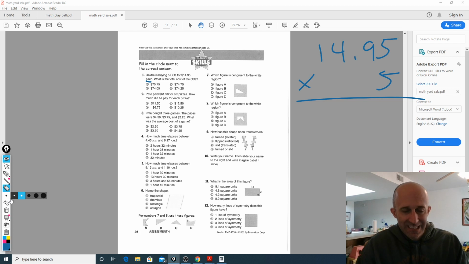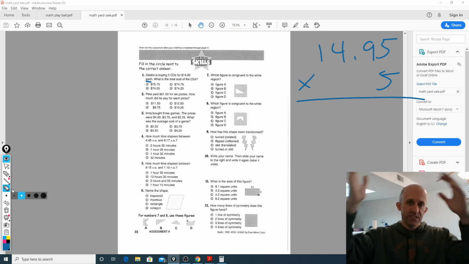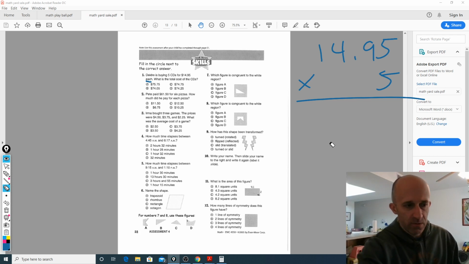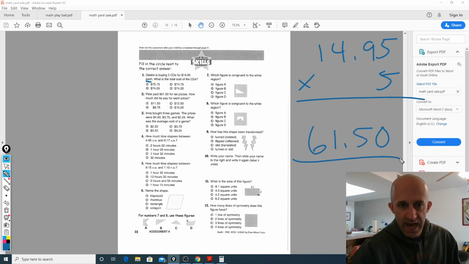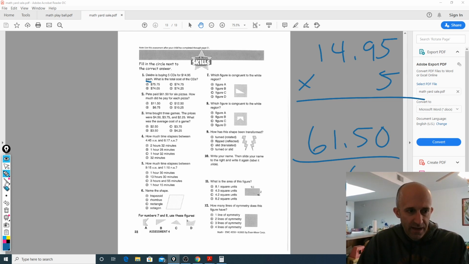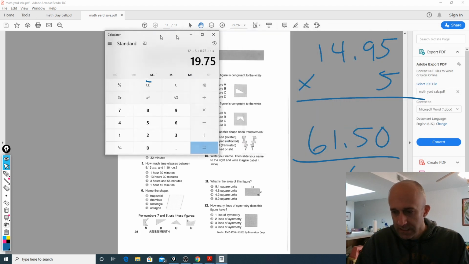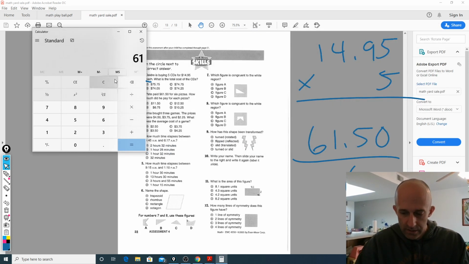Number two, Pete paid $61.50 for 6 pizzas. How much did he pay for each pizza? So then it's just taking it and doing its inverse. Your 61.50 divided by your 6 pizzas should give you your answer there. And just to reiterate and double check, 6150 divided by 6 should give you 10.25 each pizza.